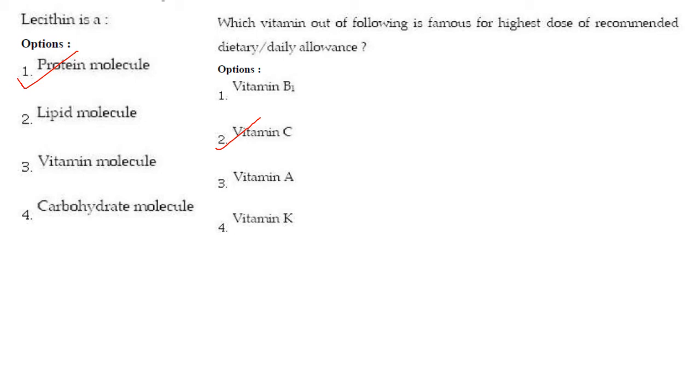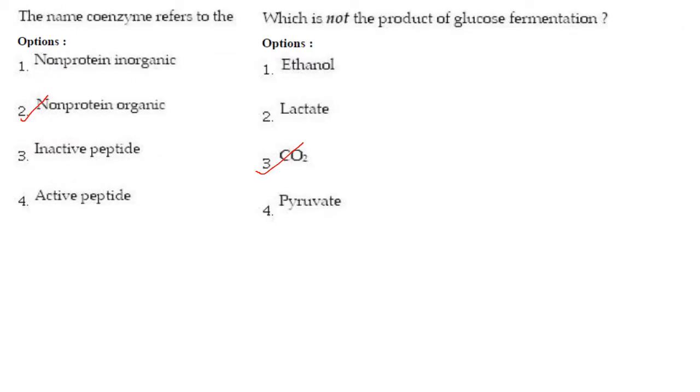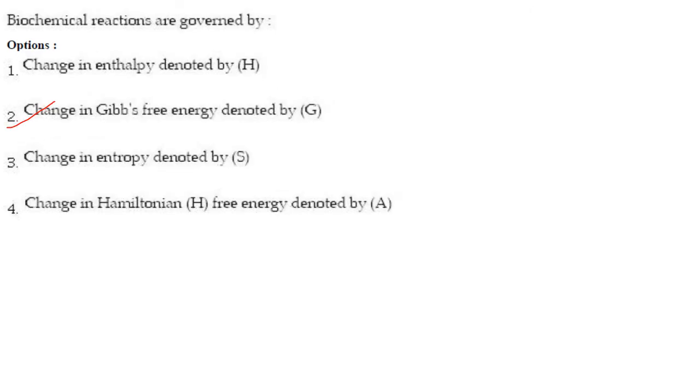Answer is option 2. Next one, the name coenzyme refers to the option 1 non-protein inorganic, 2 non-protein organic, 3 inactive peptide, 4 active peptide. Answer is option 1 non-protein organic molecules. Next one, which is not the product of glucose fermentation? Option 1 ethanol, 2 lactate, 3 carbon dioxide, 4 pyruvate. Answer is option 3 carbon dioxide.